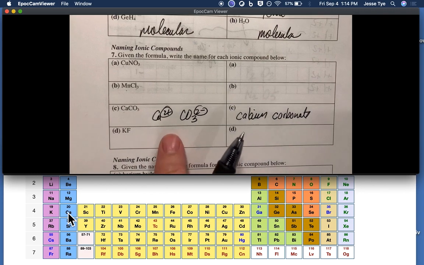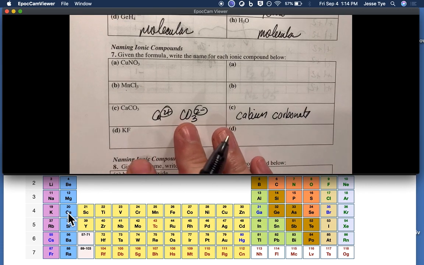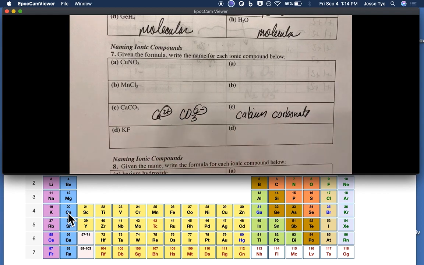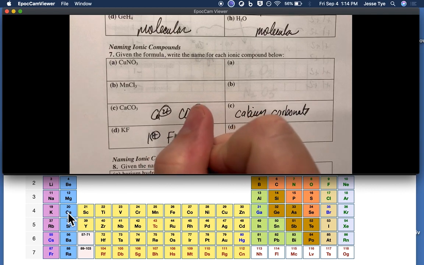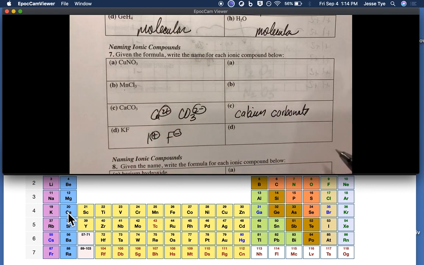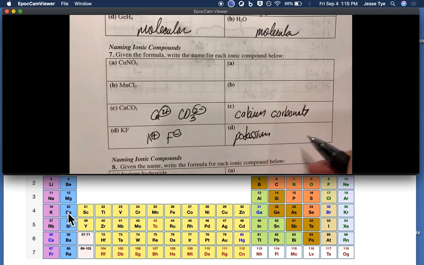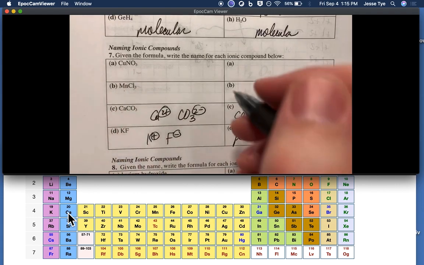Again, in a normal semester, I would have you memorize all of these, just have them handy, and know how to use them and know when to use them. This one, K plus and F minus. The potassium is always potassium plus 1, so I don't have to tell anyone that it is. So it's potassium fluoride.